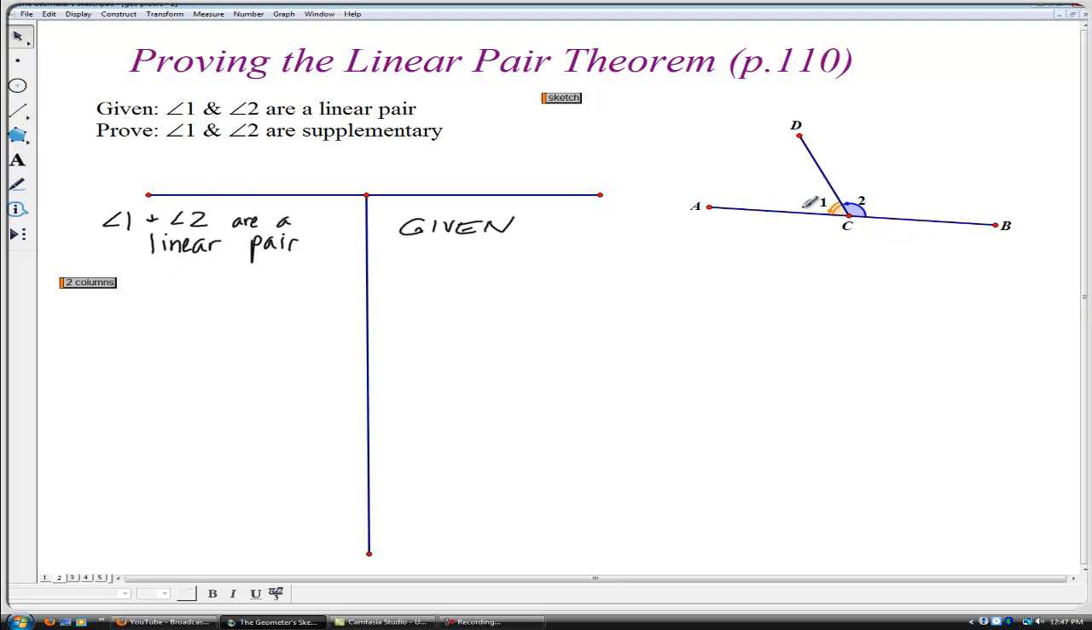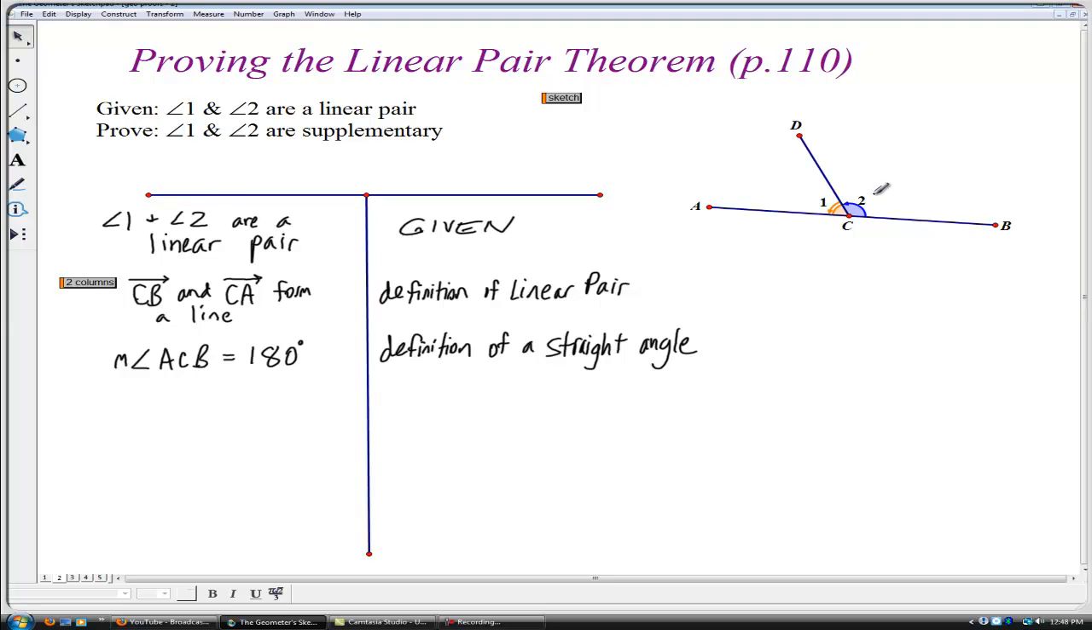So I'm going to start by defining a straight angle. In order to demonstrate a straight angle, I first have to explain that we have a line. So opposite rays form a line. And that's part of our definition of a linear pair. And now I want to give a measurement to this straight angle ACB, and I do that with another definition.